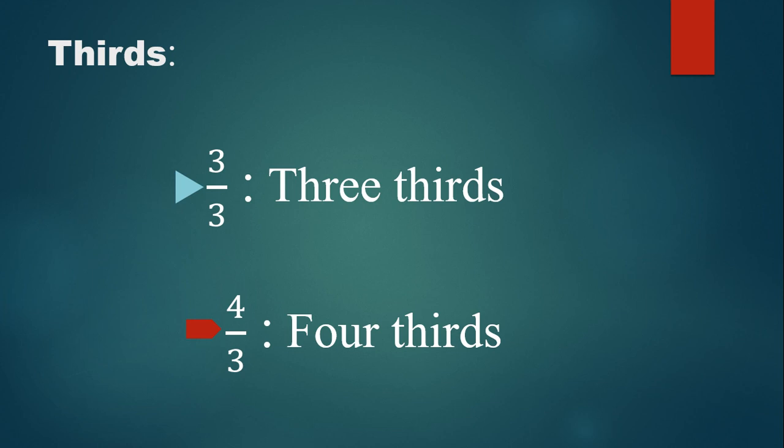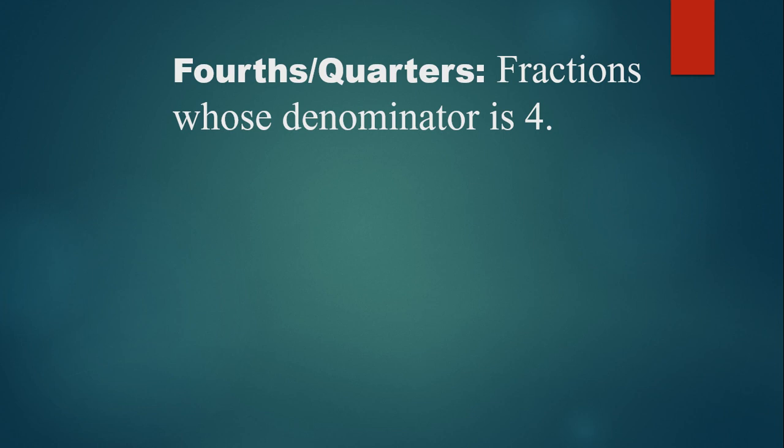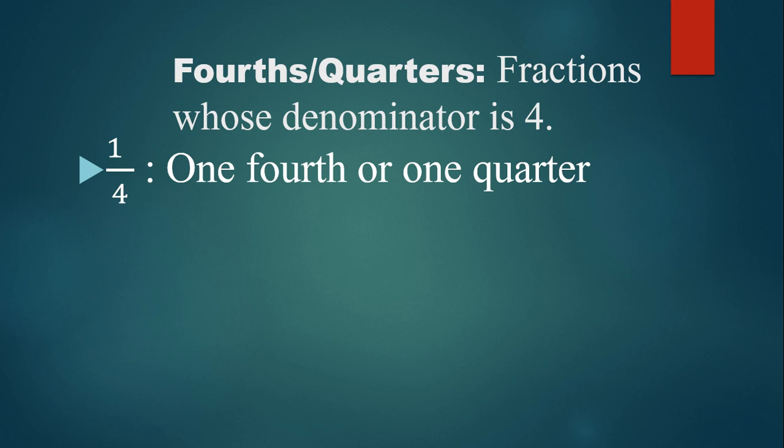Now, pause for a minute and think. What about a fraction with a denominator of 4? What do we call a fraction with a denominator of 4? They are called fourths or quarters. Fourths or quarters are fractions whose denominator is 4. And the very first member of that family is 1 divided by 4, and is called 1/4 or 1 quarter.